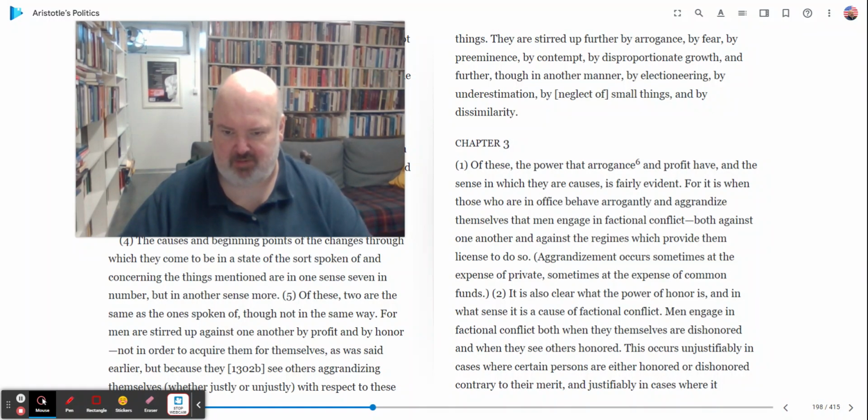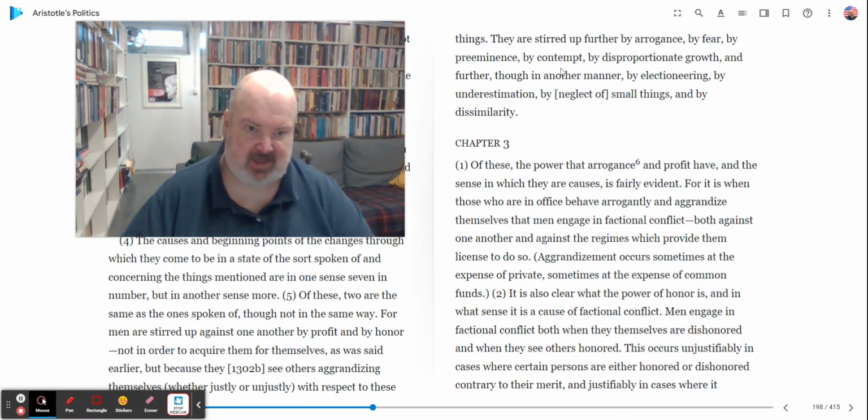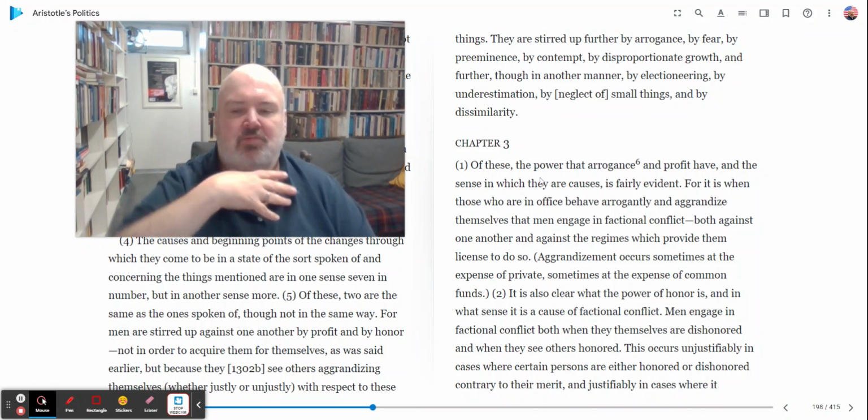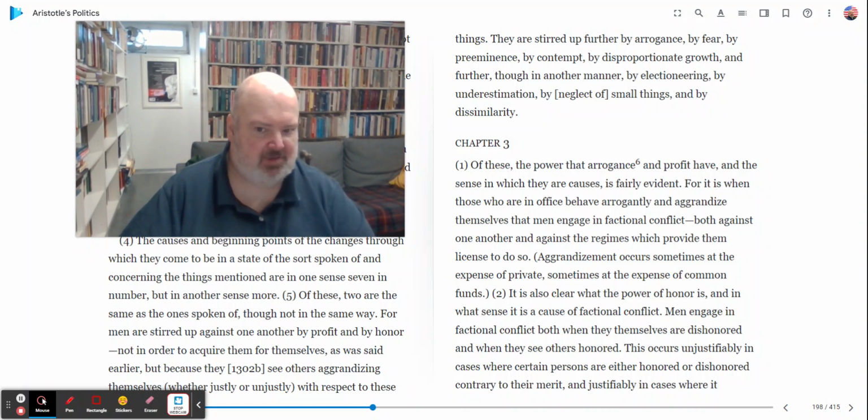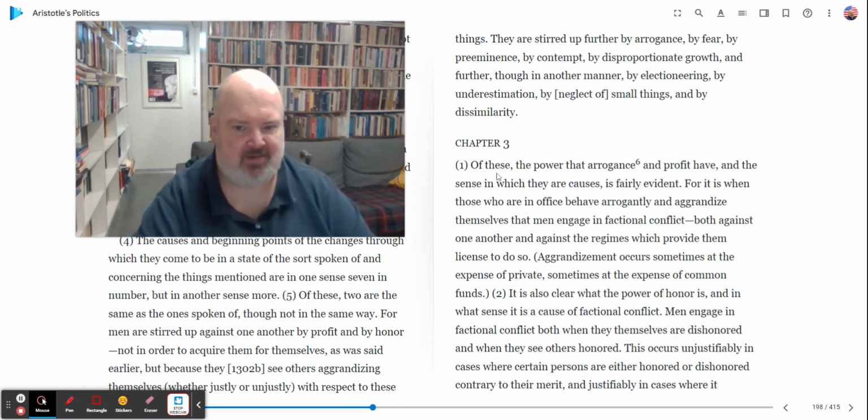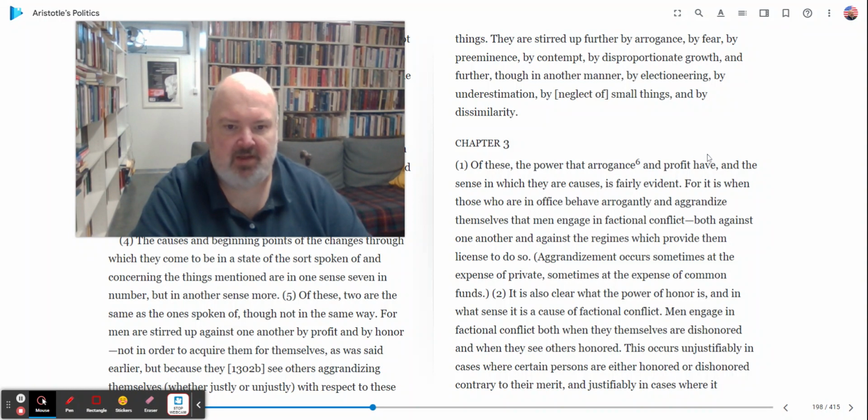Profit and honor, not in order to acquire them themselves, as was said earlier, but because they see others aggrandizing themselves, whether justly or unjustly, with respect to these things. Further, arrogance, fear, preeminence, contempt, disproportionate growth, and further, electioneering, underestimation, neglect of small things, and dissimilarity. Now, chapter three represents in more detail these 11 starting points and beginnings of change, of metabole, why these things occur.